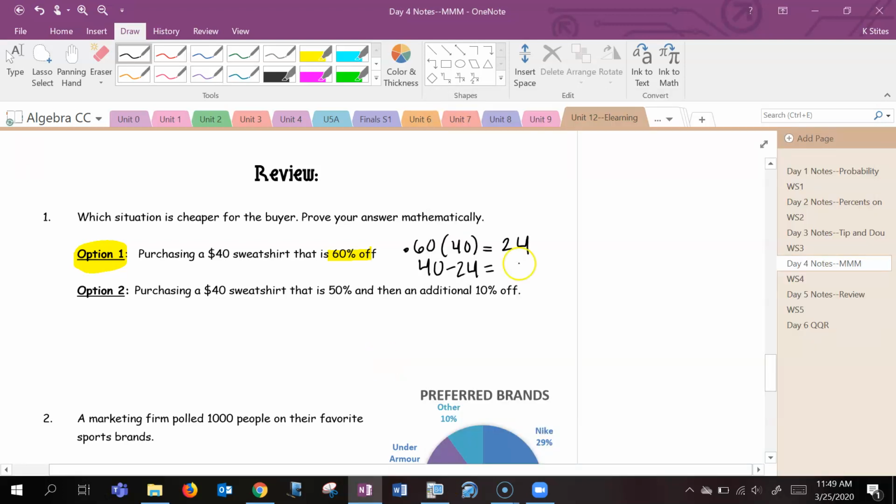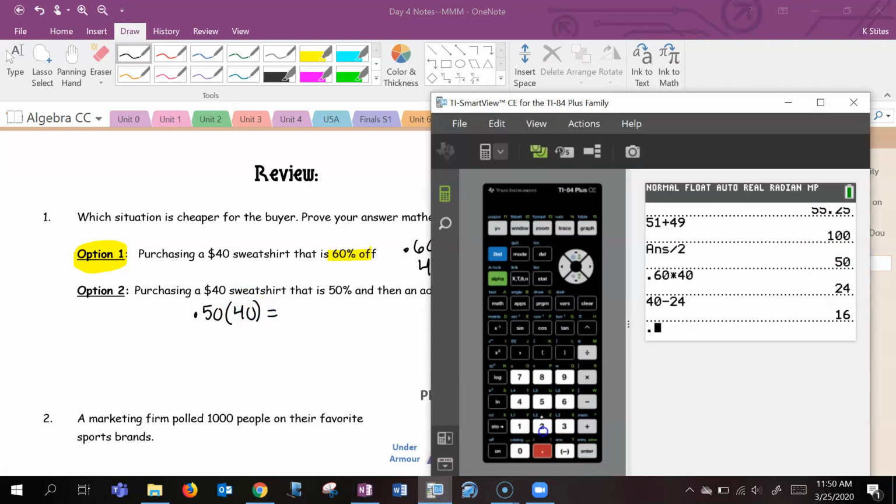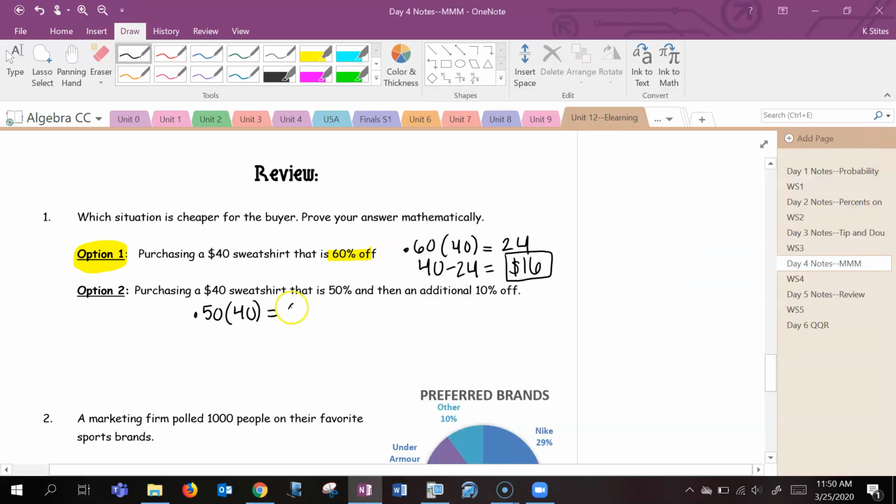And I'm getting my sweatshirt for $16 total. Nice. All right, so now let's try it the other way. We're getting 50% off and then 10% off. So 50% off my $40 sweatshirt. You can probably do that in your head because 50% of 40 is just 20. Okay, and that's your discount.